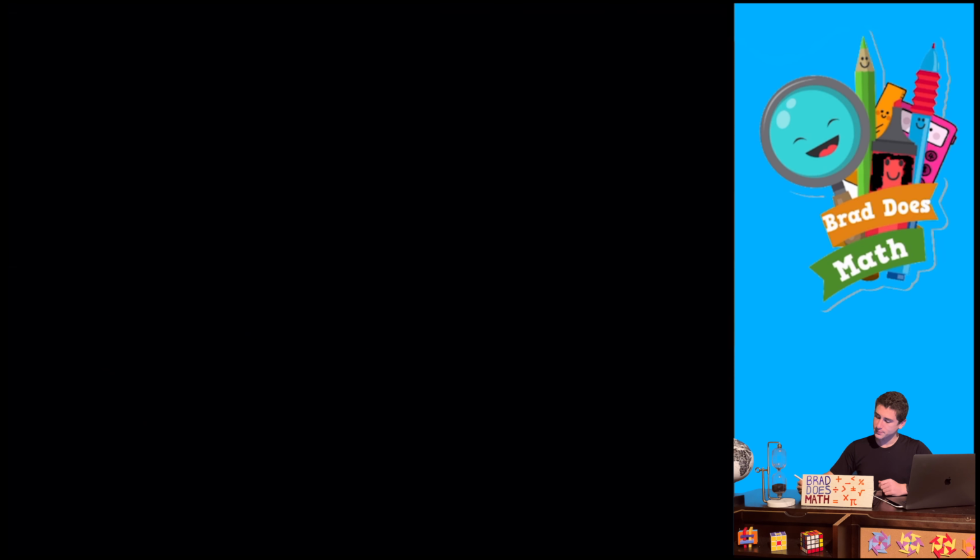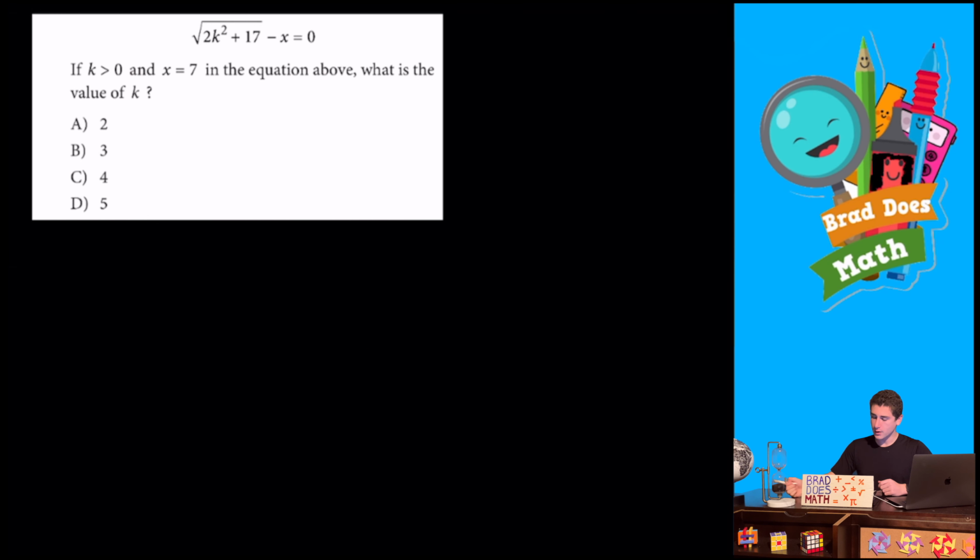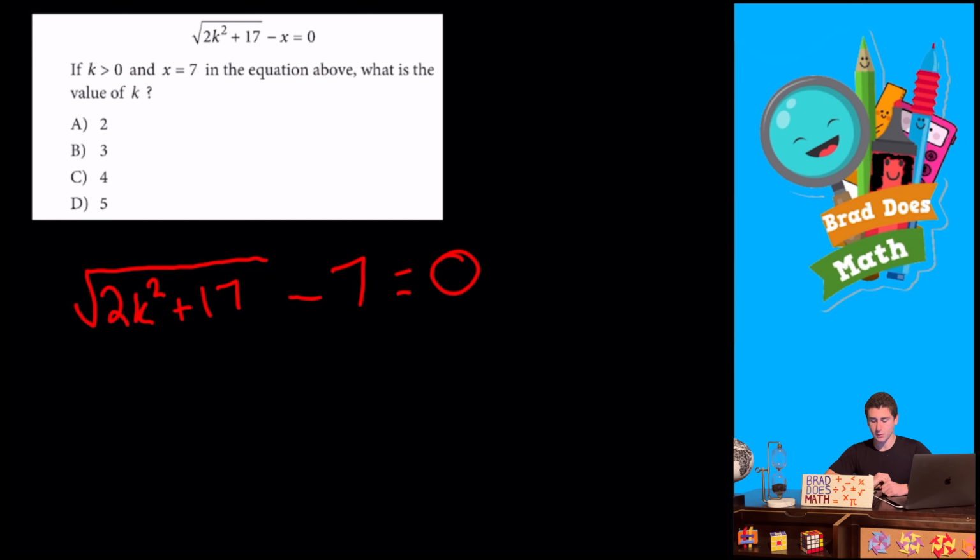Okay. We got 3 more problems we're going to go over. This is definitely one I recommend using this strategy for. We have the square root of 2k squared plus 17, and then the minus x is outside of the radical, and they just tell us x is 7. Don't let that throw you off. Just put a 7 in there for x. Equals 0. Now, what is the value of k?